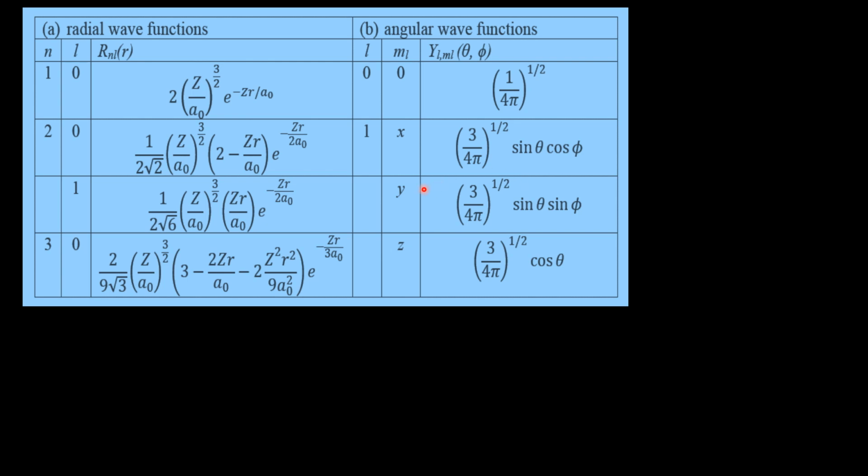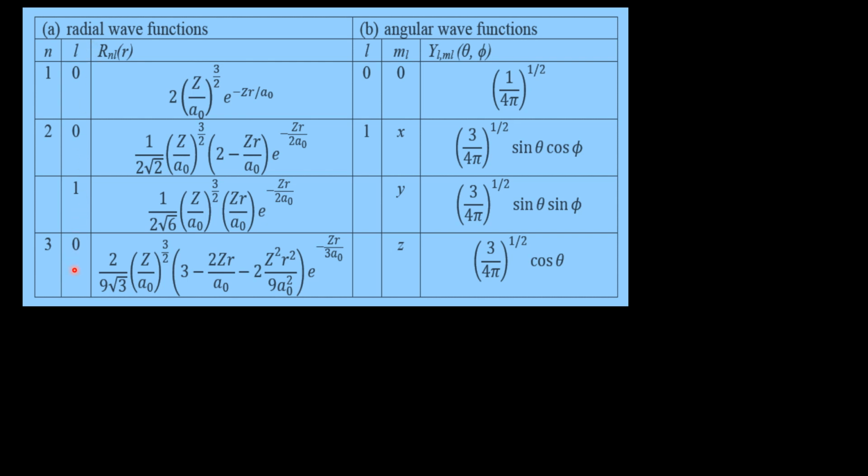So it means that when L is equal to 1, it is the p orbital. Whenever there is a p orbital, you have theta dependence, that is, you have angular dependence. Now you have three different values for the angular part of the wave functions. But whenever there is an s orbital, whether n is equal to 1, n is equal to 2, or n is equal to 3.